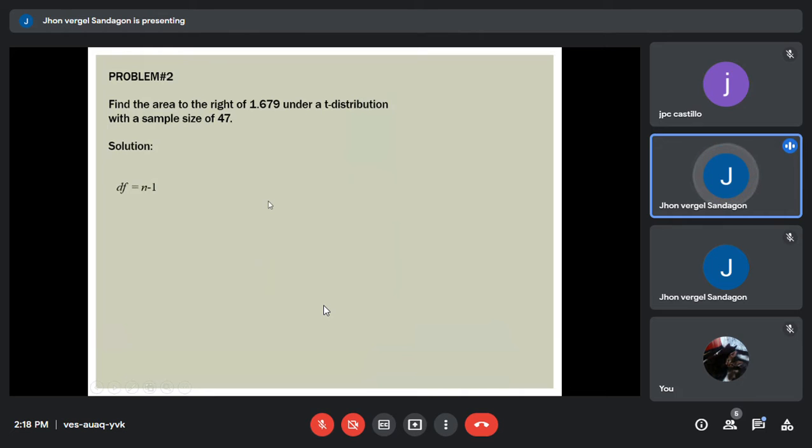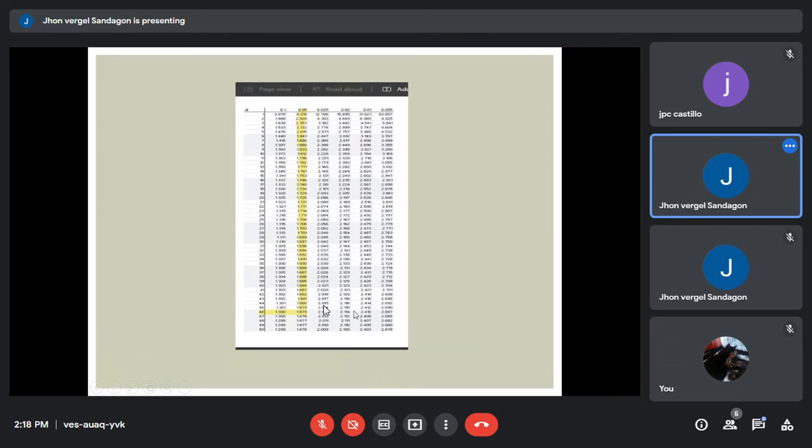If we recall the past lessons in t-distribution, the degree of freedom is equal to n minus 1, where n is the sample size. So let's put 47 for n. 47 minus 1 equals 46. So our degree of freedom is 46. Now, let's take a look at the t-distribution table. Let's find 46 in the left column, which is our degree of freedom, and move to the right until we get 1.679 and move upward, and our area is 0.05.